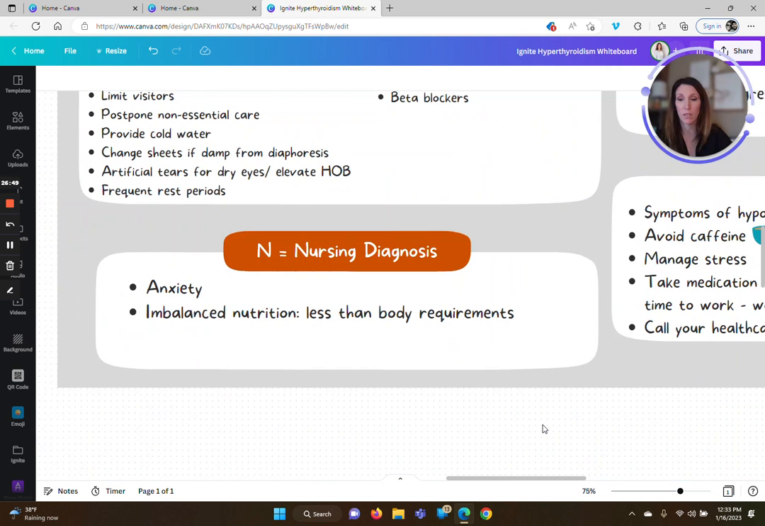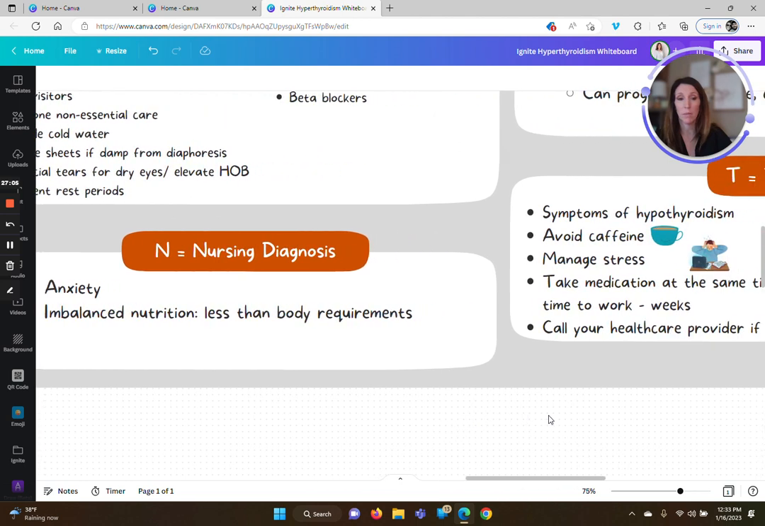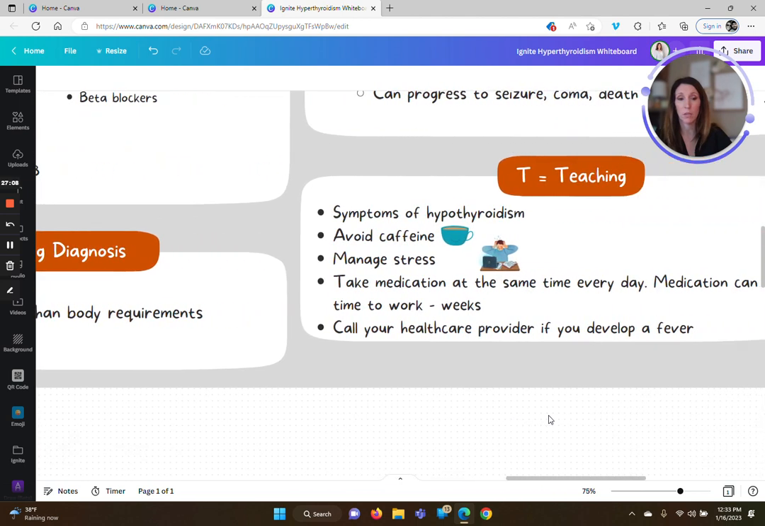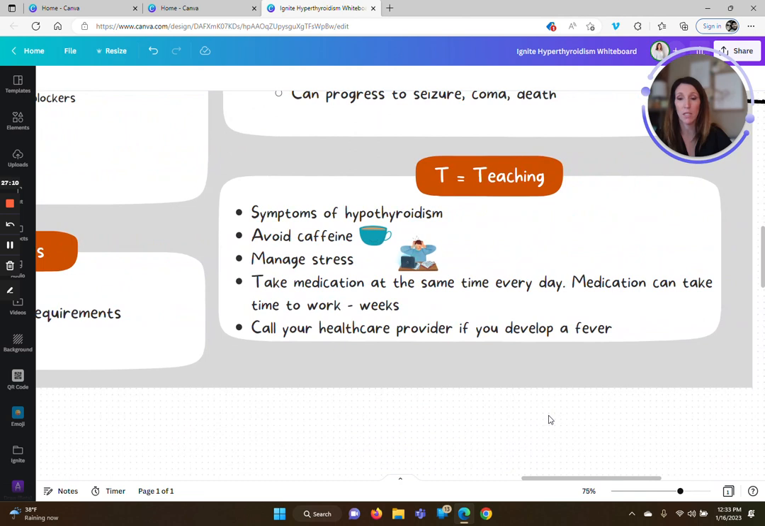Now we get to nursing diagnoses. Anxiety. So these patients a lot of times are super anxious. And then imbalanced nutrition, less than body requirements. So they may be eating a ton, but their metabolism is going so fast that they just can't keep up. So this is going to bring us over here to T, teaching.